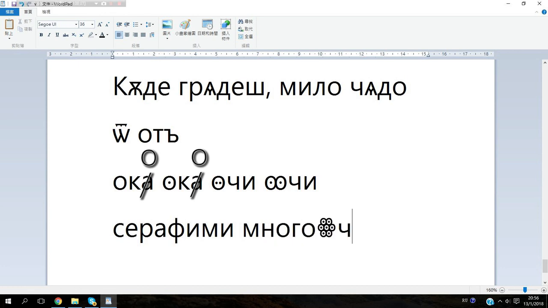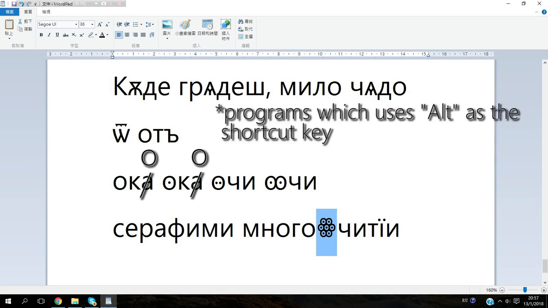Nogo Ochiti. I'm not sure if I'm pronouncing it correctly because it is Old Church Slavonic, but it is written like this, and it is also possible to type this very character using my keyboard layout without any problems. The only problem is to show it, you need the correct font, and sometimes my keyboard layout doesn't work with some programs which use the alternate key as a shortcut key.